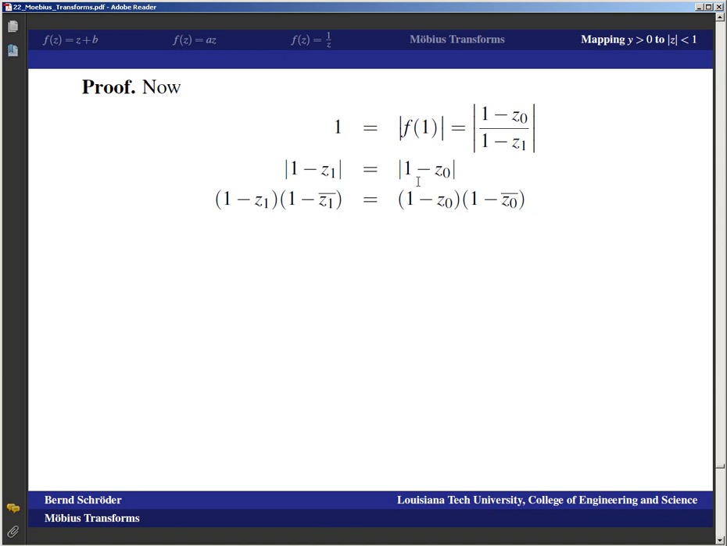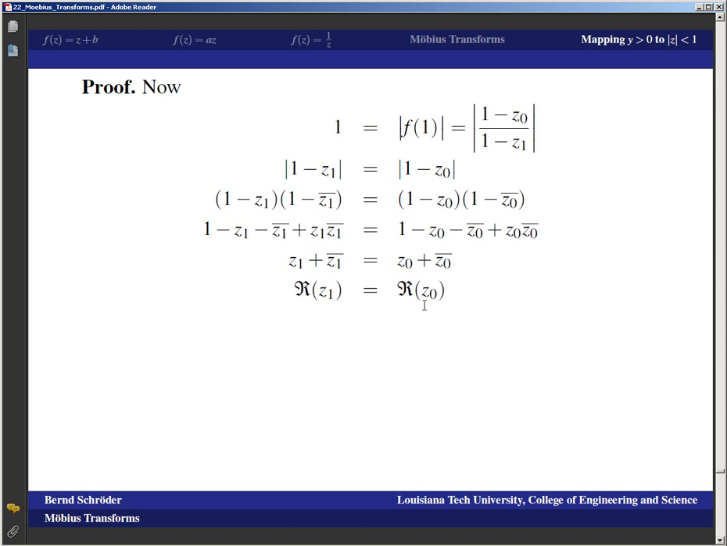And those absolute values, of course, if I square that, I can work it out. (1 - z1)(1 - z1 bar) equals (1 - z0)(1 - z0 bar). And if I multiply that out, I get 1 - z1 - z1 bar + |z1|^2 = 1 - z0 - z0 bar + |z0|^2. Remember that z0 and z1 have the same absolute value, so these last terms are both equal. So that means after we also toss out the negative signs, we end up with z1 + z1 bar is equal to z0 + z0 bar.